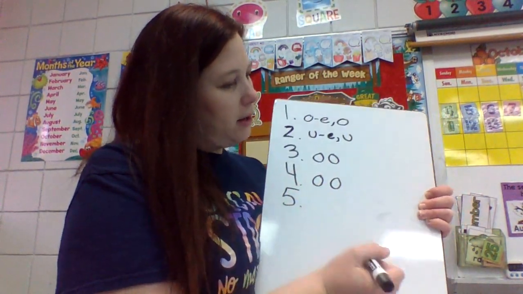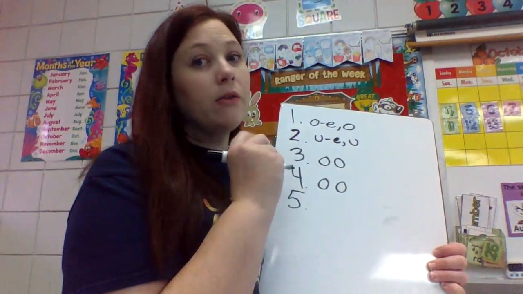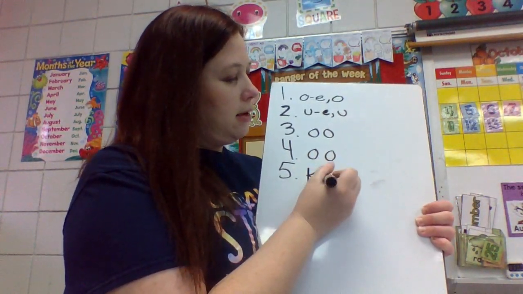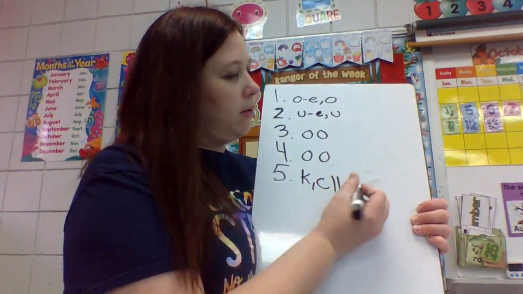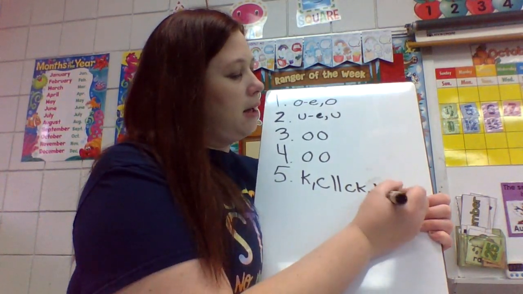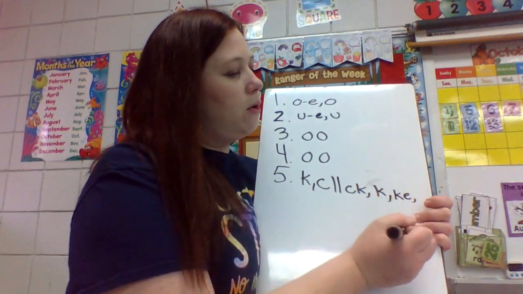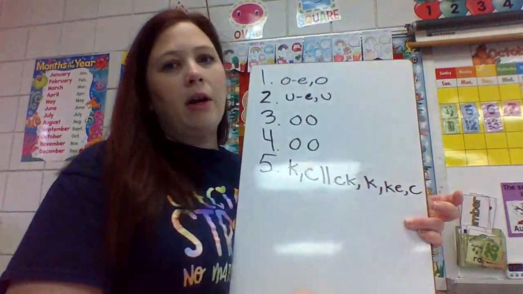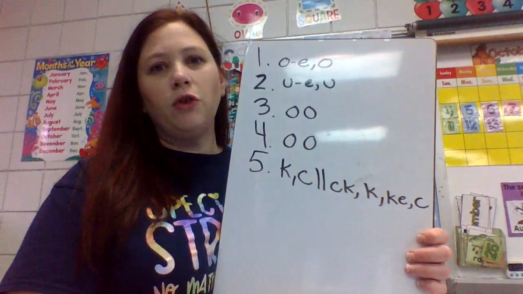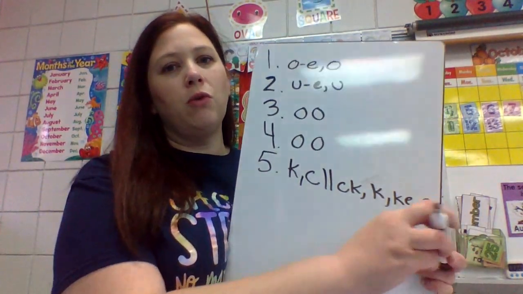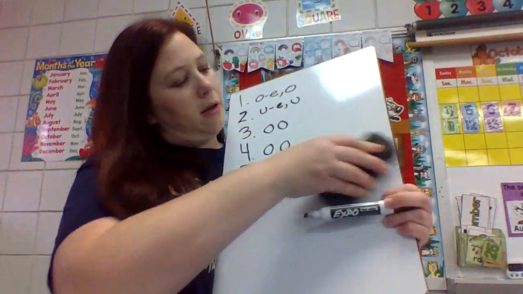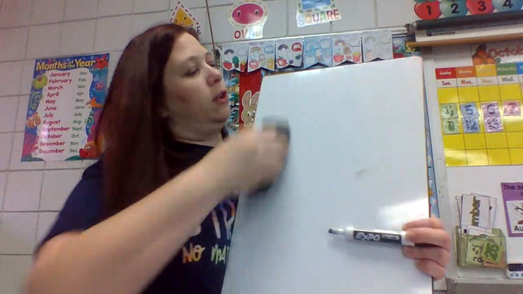Alright, number five is k. So there's lots of ways we can do k, right? We talked about that. We have K, comma, C, or as a final sound, we have CK, K, KE, and C. All right, from watching the videos, I feel like it's too much on one page to do all 10, so I'm going to hold this up. If you need to pause so that you can write them down, go ahead and do that. But we're going to move on to 6 through 10.